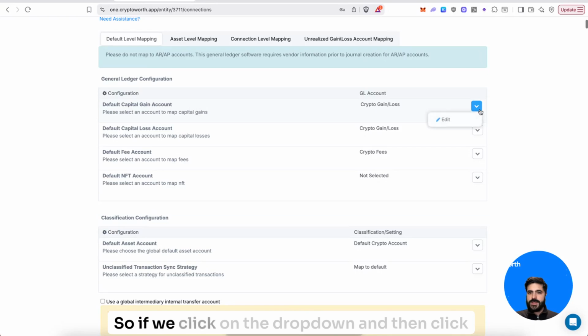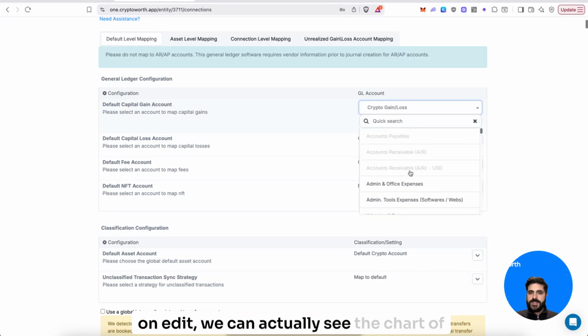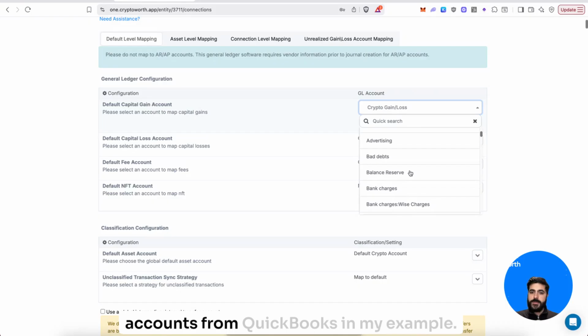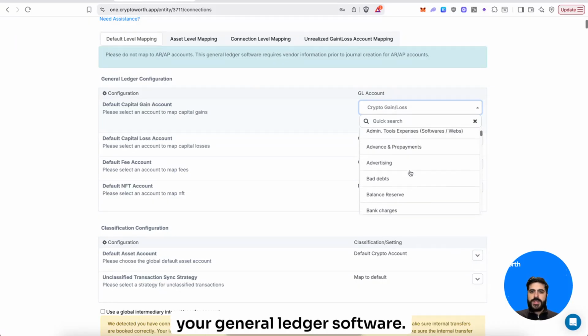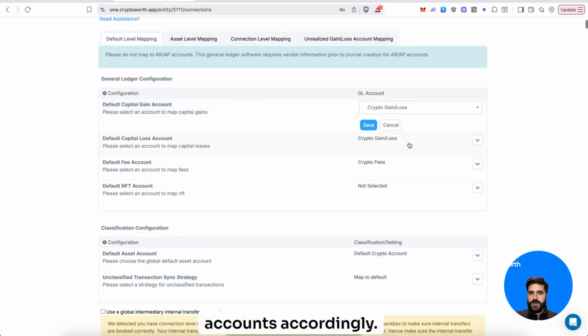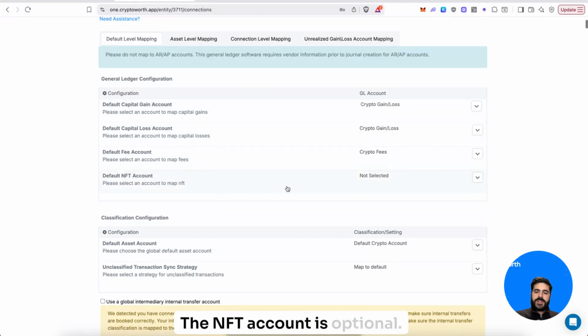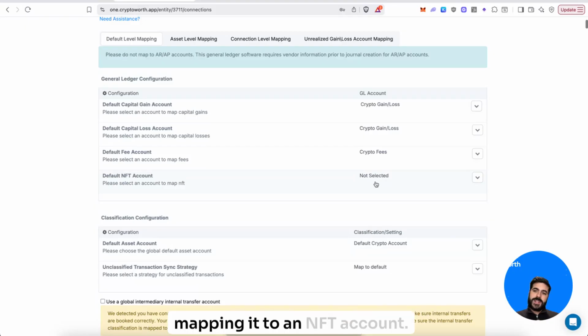So if we click on the dropdown and then click on edit, we can actually see the chart of accounts from QuickBooks in my example, or in your example, your general ledger software. So this is where you would map one-to-one the accounts accordingly. The NFT account is optional. You don't have to map it. If you want to see your NFTs in your balance sheet in your fiat general ledger, you can do so by mapping it to an NFT account.